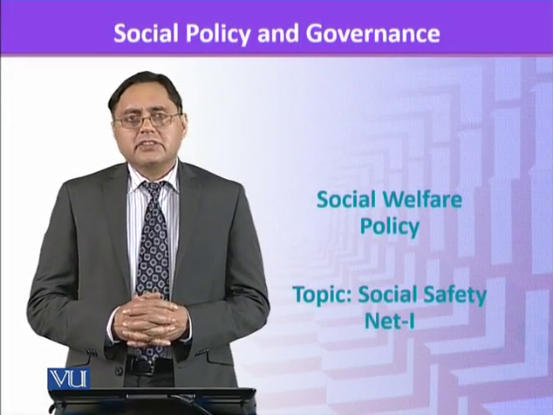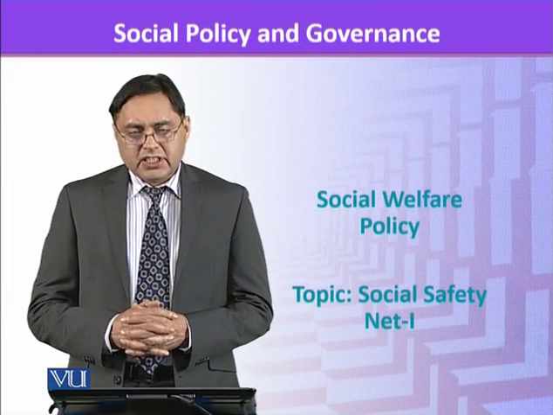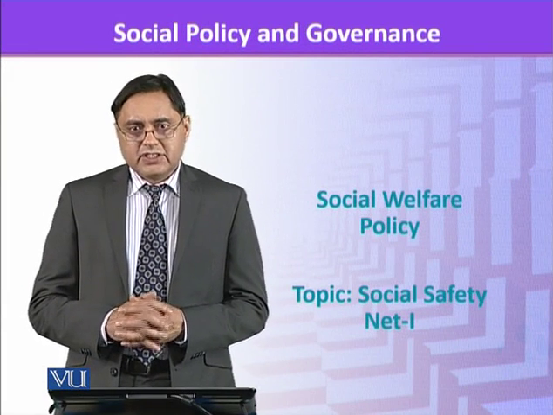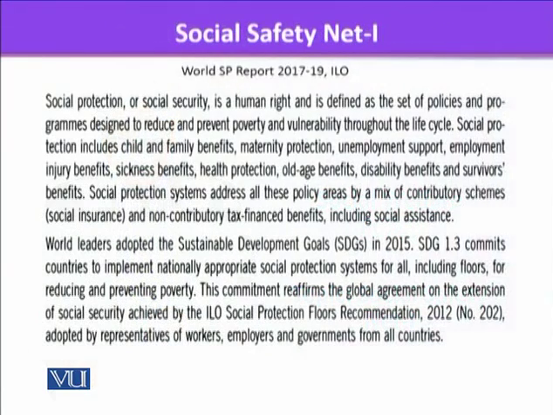So now we look at the social safety net that is available for different communities in countries around the world. This module is based on the World Social Protection Report by ILO, which looks at the period from 2017 to 2019. So social protection, as far as ILO is concerned, they think it's a human right, and they include child and family benefits, maternal protection, unemployment support, employment injury benefits, old age benefits, disability benefits. All these are included in the social protection.